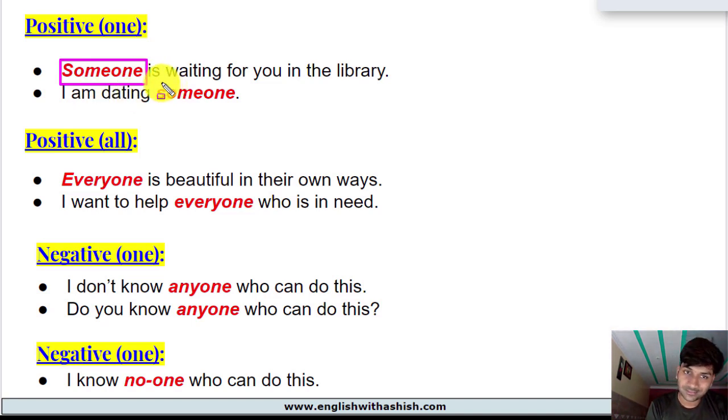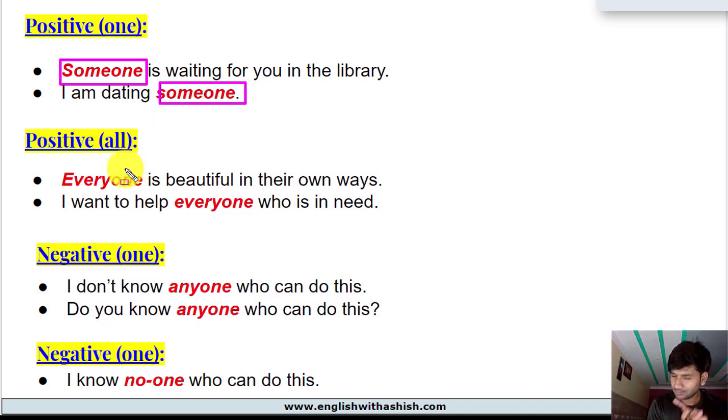Someone is. We can't say someone are, that would be incorrect. I'm dating someone. When you date somebody, you know that person, but I don't want you to know that person. I do not want to reveal the name of the person. That's why I am using an indefinite pronoun. I am dating someone. Ria, you got it. Okay.